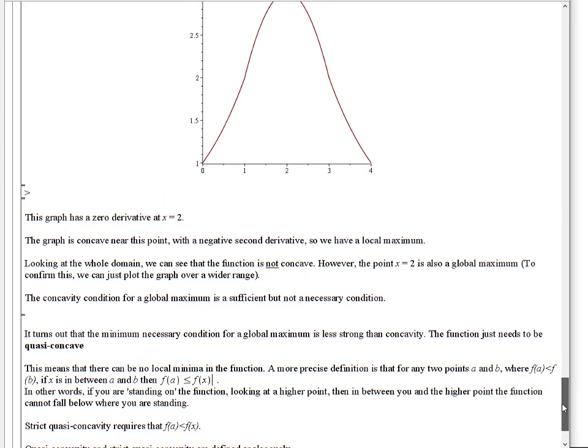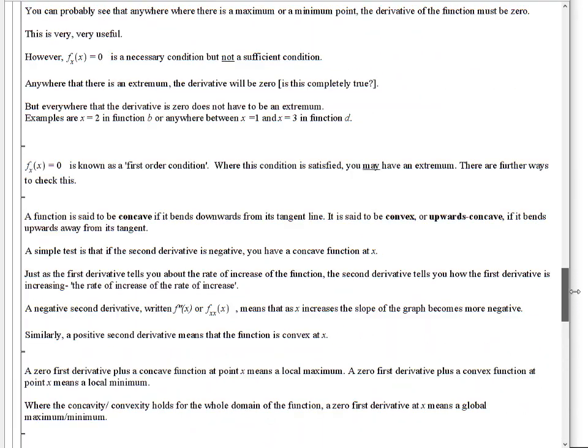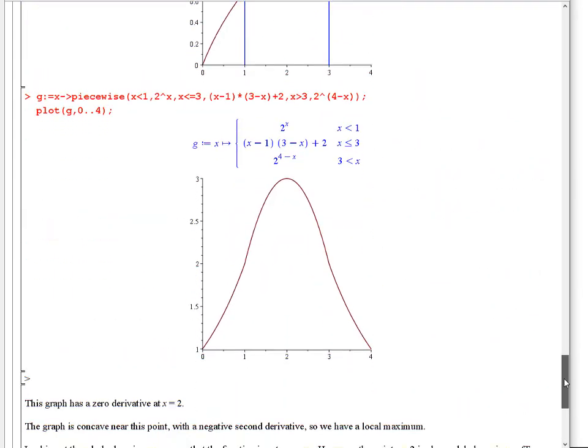Okay, so that's all of the bits of terminology I need to introduce there.